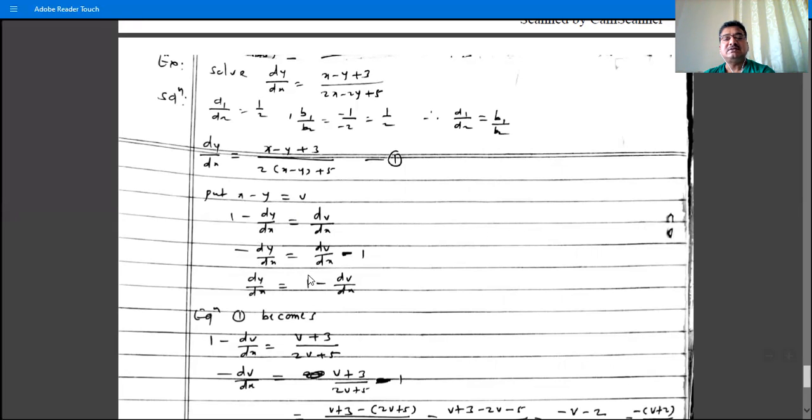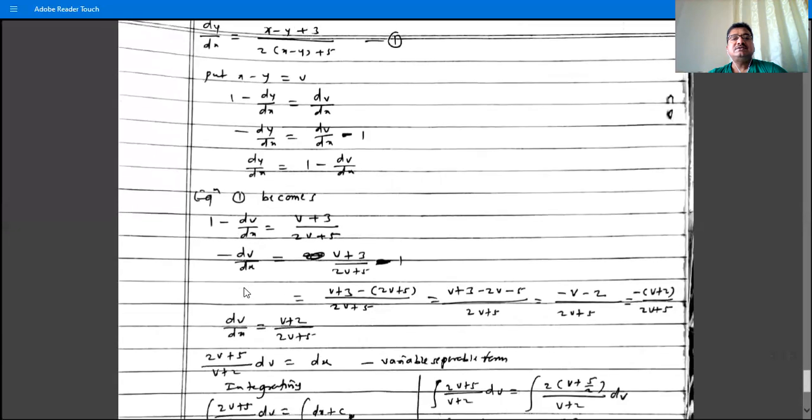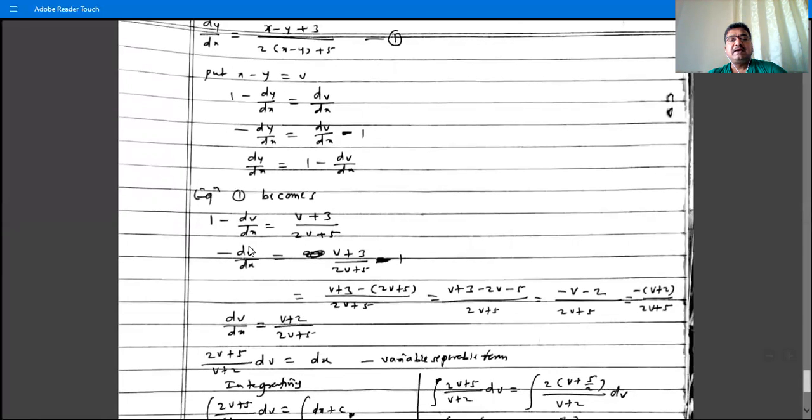So dy by dx is 1 minus dv by dx. And so equation 1 becomes 1 minus dv by dx is equal to x minus y, as v, plus 3 divided by 2v plus 5. Okay. And then minus dv by dx is equal to (v plus 3) divided by (2v plus 5) minus 1. This 1 becomes plus 1, becomes minus 1.